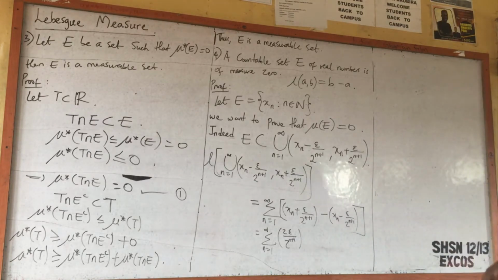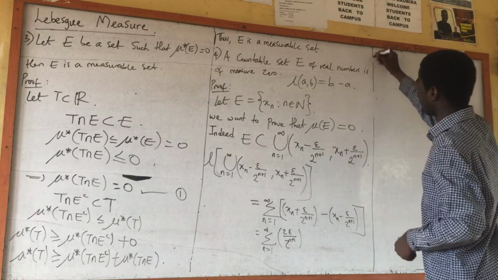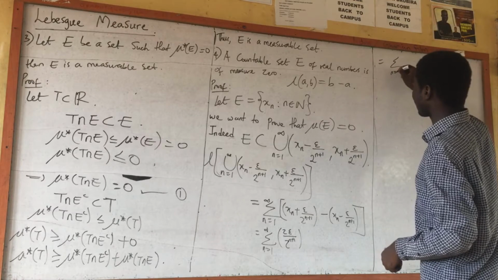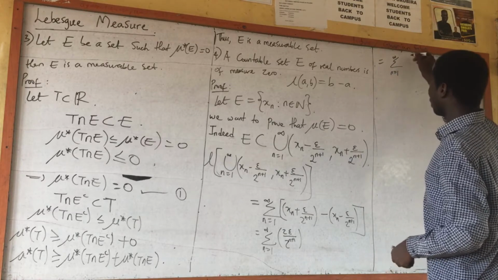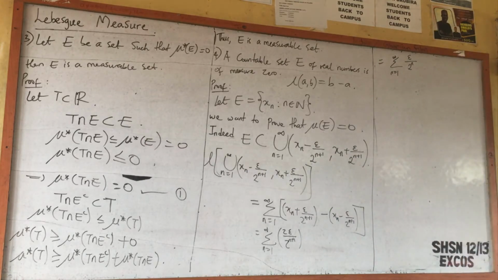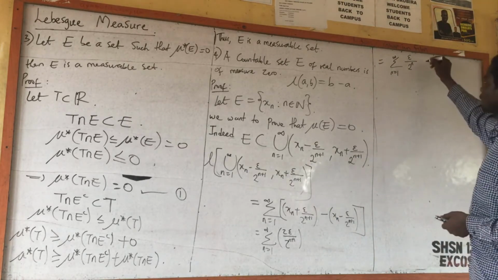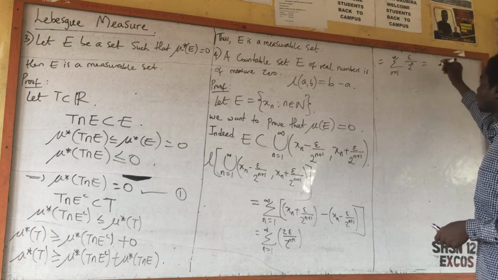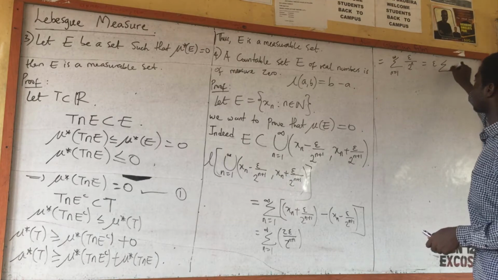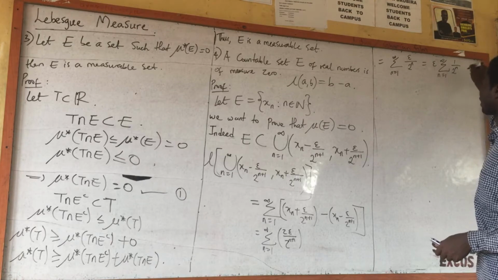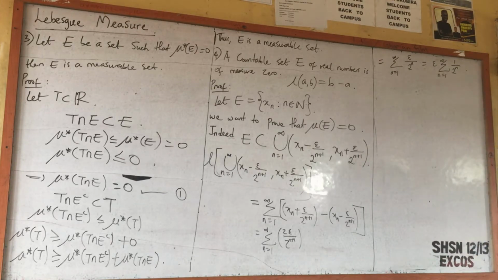So this one at the end of the day will be equal to the measure of the sum from n equals 1 to infinity of epsilon over 2 raised to power n. By so doing, you will see that this will give us exactly epsilon. What happened here is that epsilon comes out, leaving the sum from n equals 1 to infinity of 1 over 2 raised to power n. Let me just explain to you.